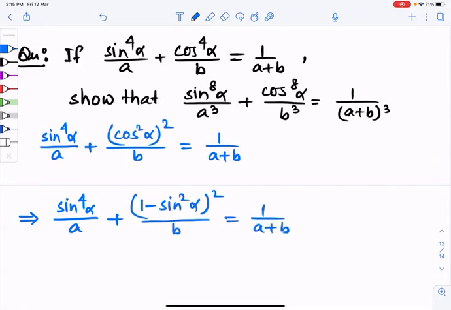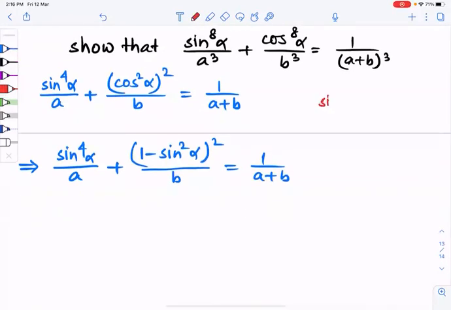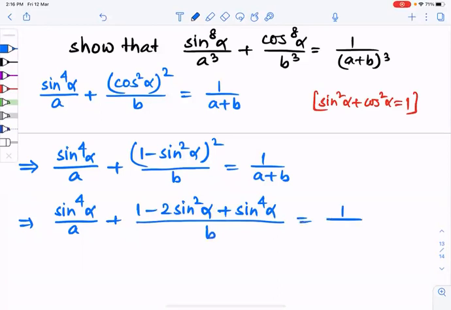Right? So how did I get 1 minus sine square alpha? That is the identity which we have used already in the previous question: sine square alpha plus cos square alpha equal to 1. So this implies, now let me expand the second term. First term will remain as it is, sine power 4 alpha by a, plus expand the second term, that is 1 minus 2 sine square alpha plus sine power 4 alpha by b, equal to 1 by a plus b.